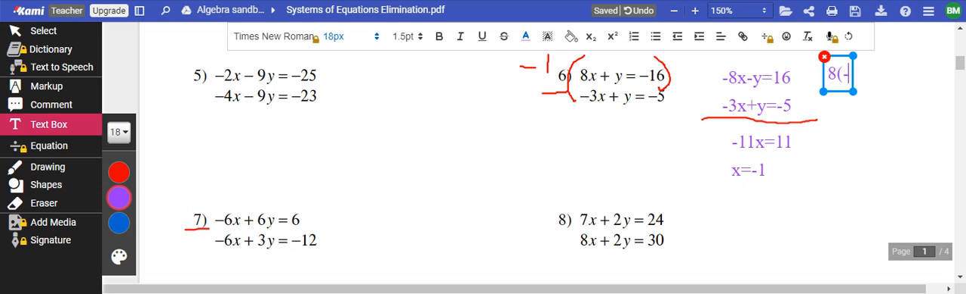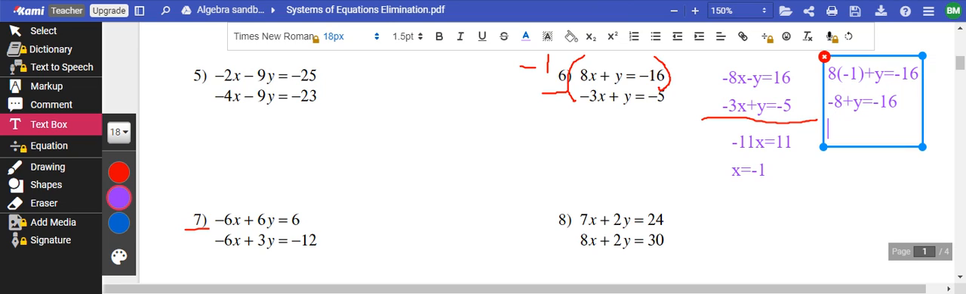I'm going to put it back in there. 8 times negative 1 plus y = -16. And I'm going to get -8 + y = -16, which gives me y = -8. I'm going to add 8 to both sides. -16 plus 8 is -8.